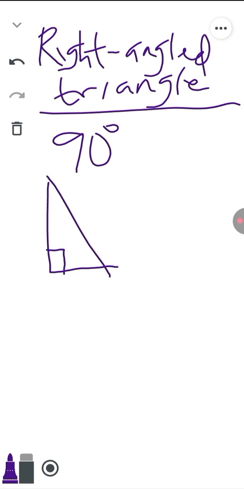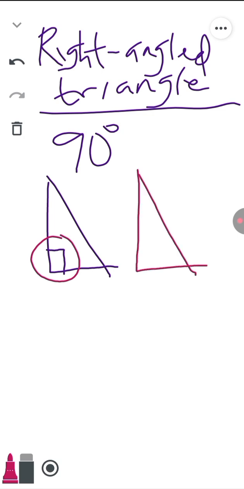this particular symbol indicates a right angle. That means that particular angle there is 90 degrees. So every right angle triangle must have a 90 degree angle, and they will tell you. If they do not tell you, don't assume. If I draw something like this, never assume that this is a right angle triangle. The only time you can say it is a right angle triangle is when you see this particular sign, which indicates 90 degrees. Unless you see it, don't assume.